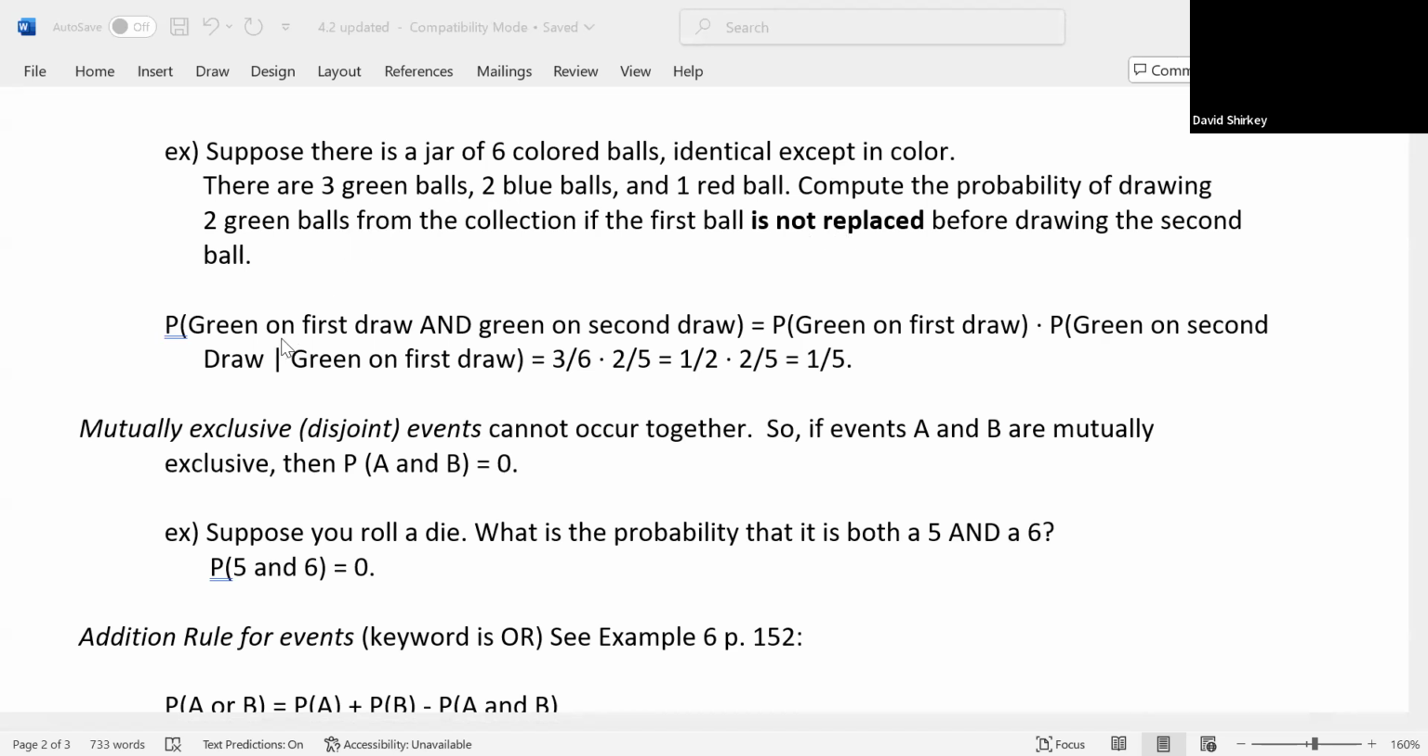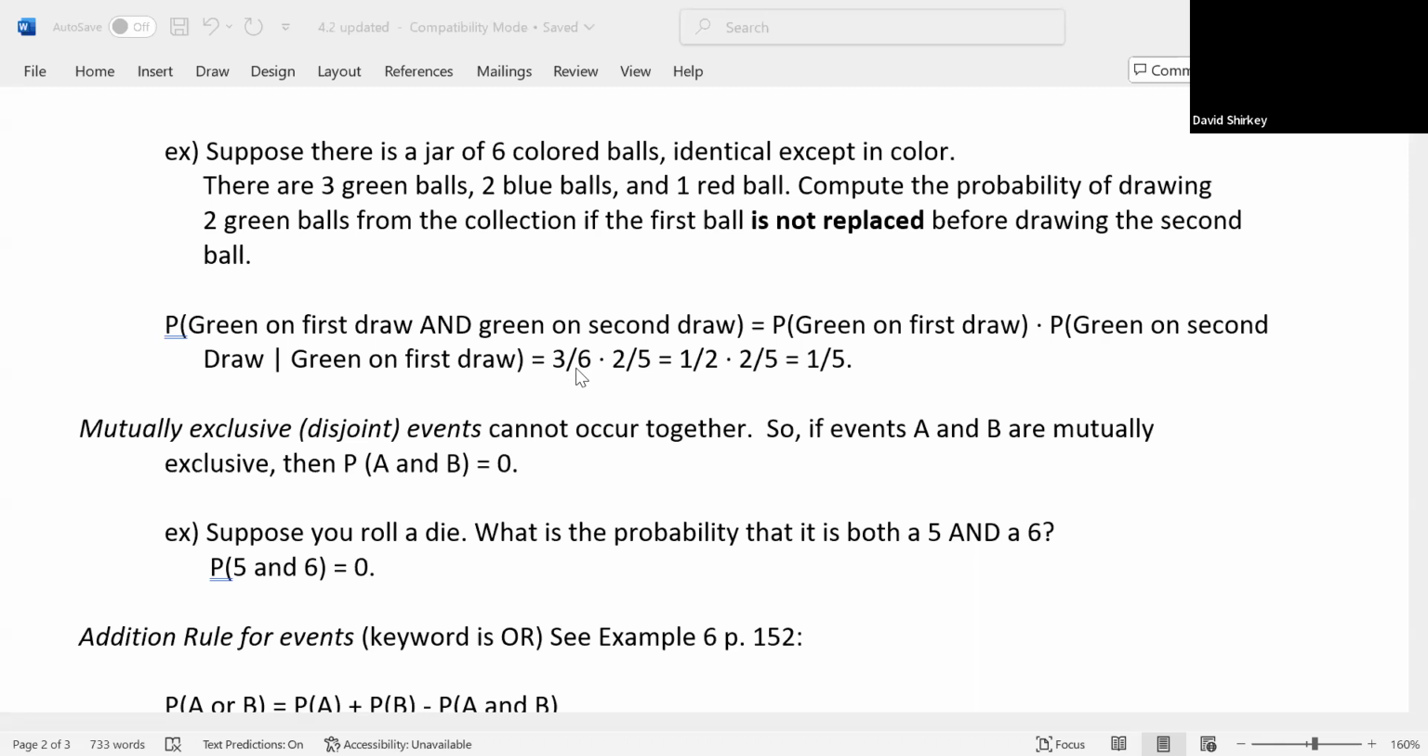So in this case, the probability of green on the first draw and green on the second draw is the probability of green on the first draw times the probability of green on the second draw, given that you got a green on the first draw. So on the first draw, it's 3 out of 6. You've got 3 greens from the 6 balls, right?